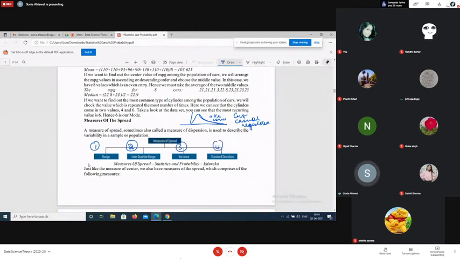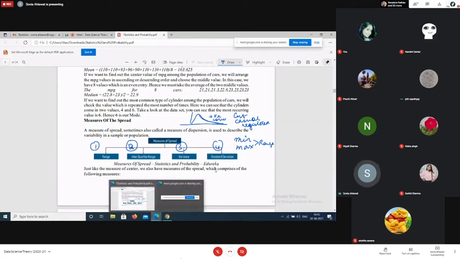2, 3, and 4. So the first one is range. Who will tell me what is range? Maximum minus minimum. Simple. Every data set has two values for sure: the maximum value and the minimum value. And this defines the range, which is nothing but the difference between maximum and minimum.